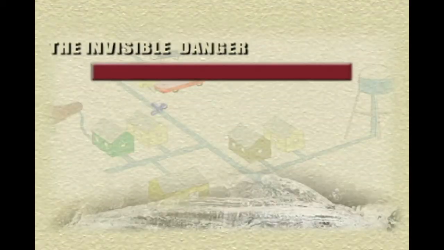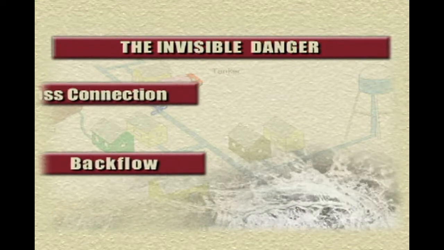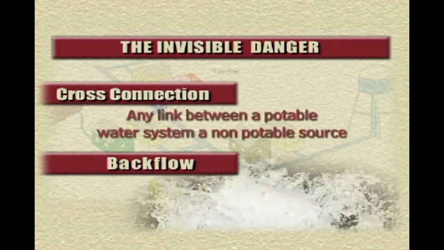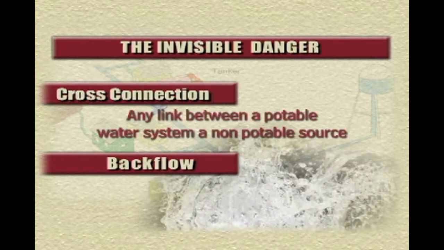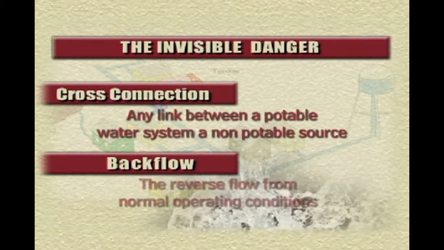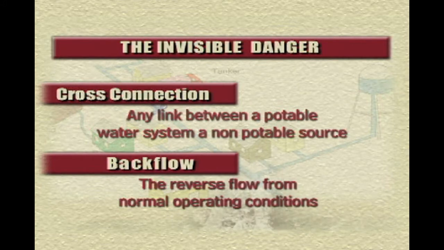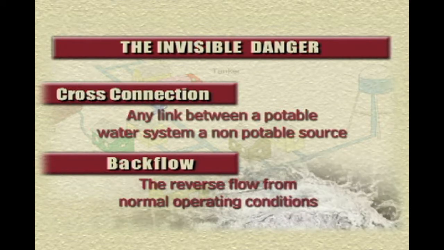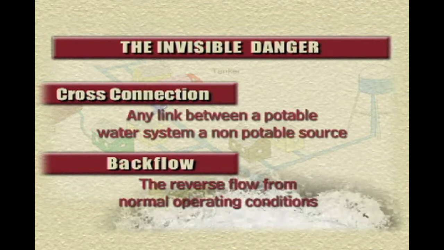We're going to begin by understanding two important concepts: cross-connection and backflow. Cross-connection is a link between a potable water system and a non-potable source. Backflow is the reverse flow from normal operating conditions. Let's take a closer look at these two concepts.